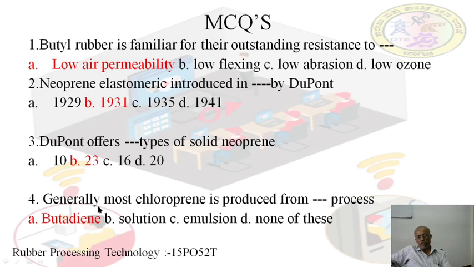Fourth question: generally, most chloroprene is produced from dash process. Option A, butadiene process; B, solution; C, emulsion; D, none of these. So the answer is the butadiene process. There are two types of process to produce chloroprene, that is the acetylene process and the butadiene process. Generally most chloroprene is produced from the butadiene process.